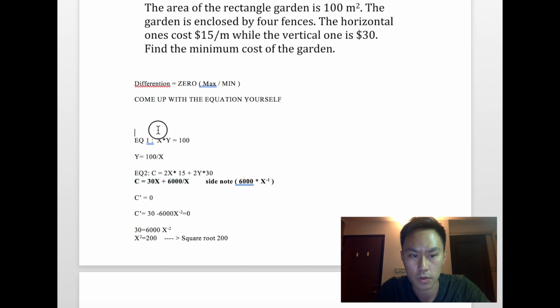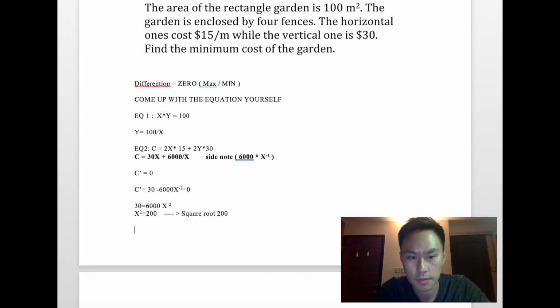Yeah, then you will get the answer, because we have the cost equation. So let me do it for you guys. So the x, you just substitute by square root 200 right here. Because I don't have the symbol of square root right here, I believe you understand that. And then plus 6,000 divided by square root 200. Okay, so just plug it in your calculator, then you will get the answer.